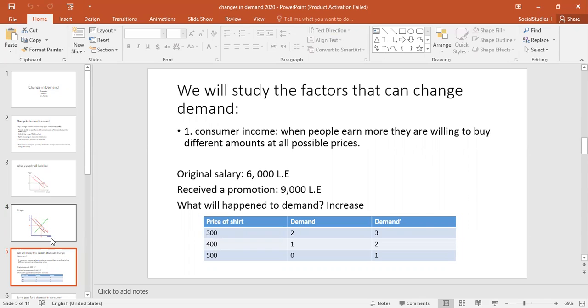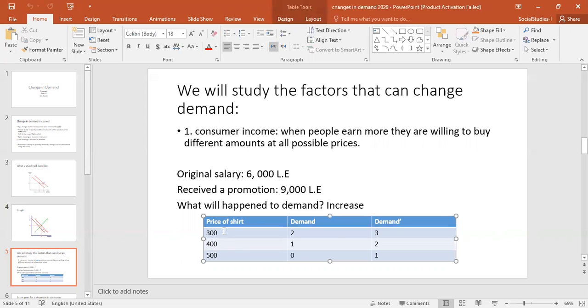Obviously. All right, so here the scenario says your original salary was £6,000, and you received a promotion that caused your income to bump to £9,000. What will happen to your demand? Obviously your demand will increase. So here the price of the shirt is 300, 400, 500. This is your original demand, and this is demand with a comma. Demand with a little comma means this is your new demand.